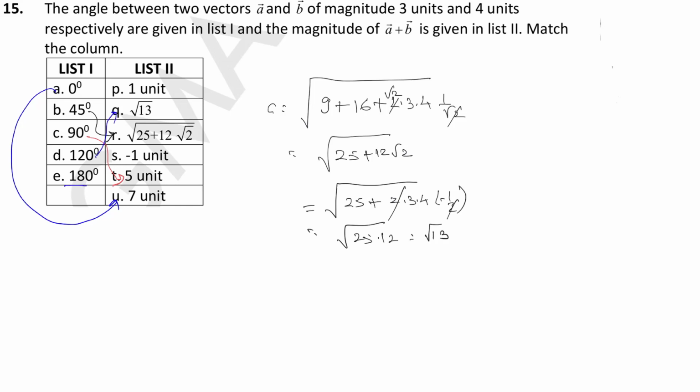And 180 degrees is a very simple case because 180 degrees means the vectors are anti-parallel. So 3 minus 4, we need to take the mod also, so this will be equal to plus 1. So this corresponds to this one.